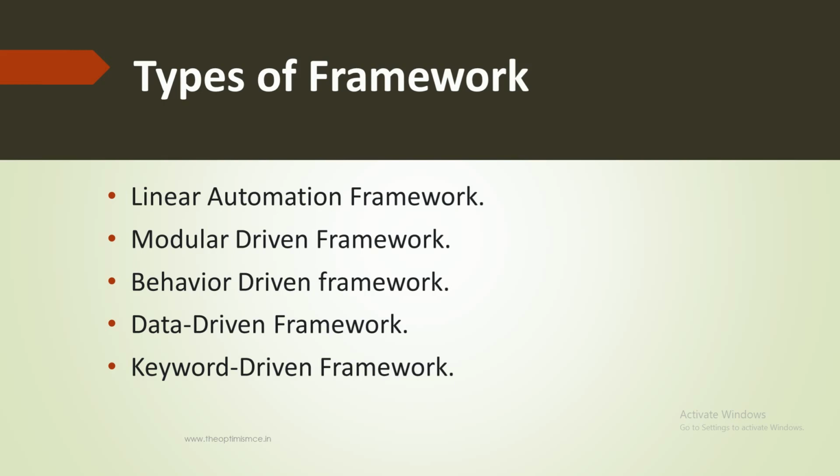So linear is nothing but record and playback. Modularity is where we divide the entire script into modules or functions. Behavior driven development is where we create or generate the feature file, and based on that the script is generated and we perform the automation. Then the data driven framework is where we pull the data from an external sheet, and the keyword driven is where there is an Excel sheet which contains one column called keyword, and we pull the data from that particular column and drive the entire script. So I hope this is clear to everyone.